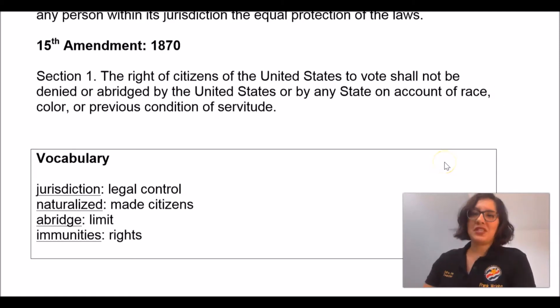Vocabulary. Jurisdiction, meaning legal control. Naturalized, someone who is made a citizen. Abridged, to limit. Immunities, rights.